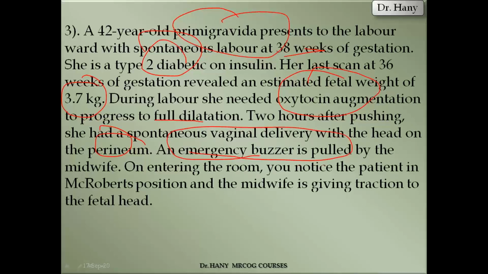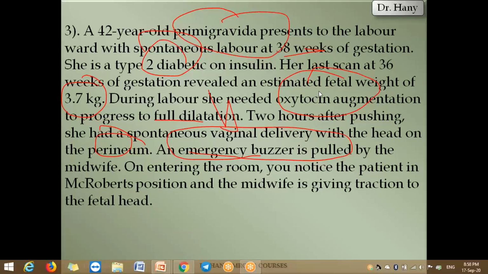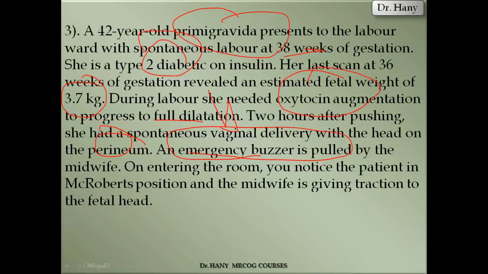So the midwife called for help. This is the way in the UK to call for help: the midwife pushes the red buzzer, the emergency button. On entering the room, you notice the patient in the McRoberts position and the midwife giving traction to the fetal head. What will be the evidence-based answer here?